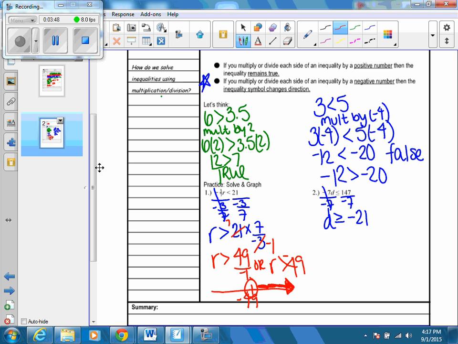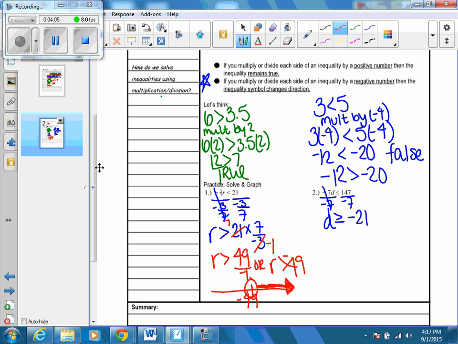The next part says if you multiply or divide each side of an inequality by a positive number, then the inequality remains true. That makes sense. But if you multiply or divide each side of an inequality by a negative number, then we have to change the direction of our inequality symbol. So let's think about it.